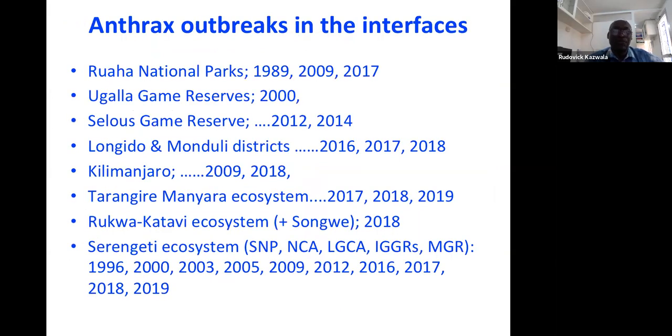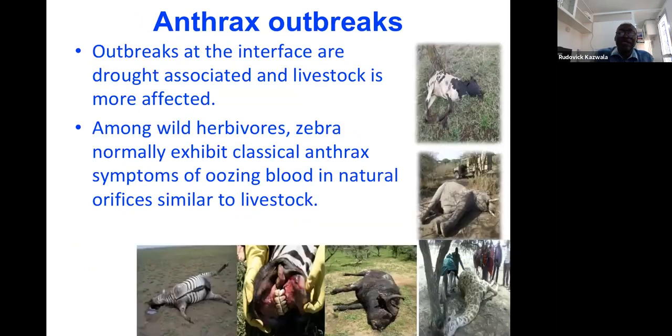Anthrax has been a problem for many, many years. And if you look at our history, here are the national parks and game reserves where it has been reported. But you could see at the bottom there, the Serengeti ecosystem, where anthrax has been reported year in, year out. So it's a big challenge in some of the ecosystems. And from cattle to wild herbivores, they are all affected, including elephant, giraffe, buffalo, zebra. All those animals can be affected.